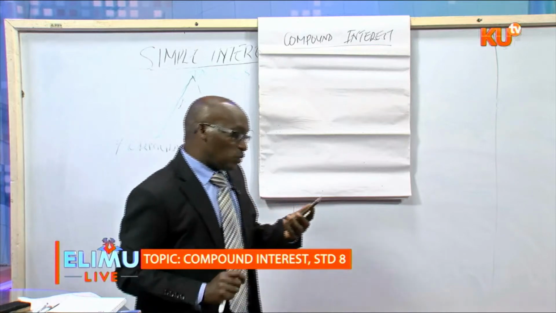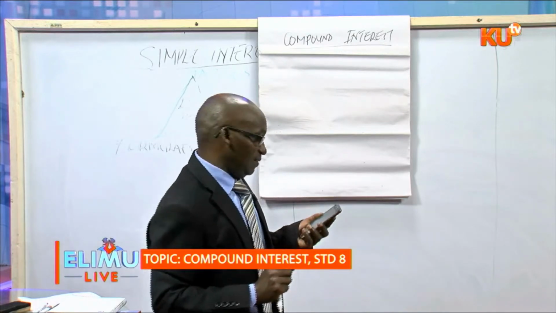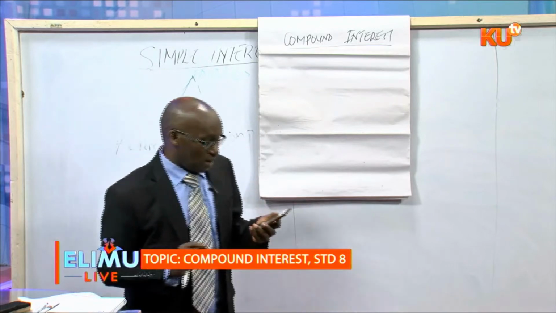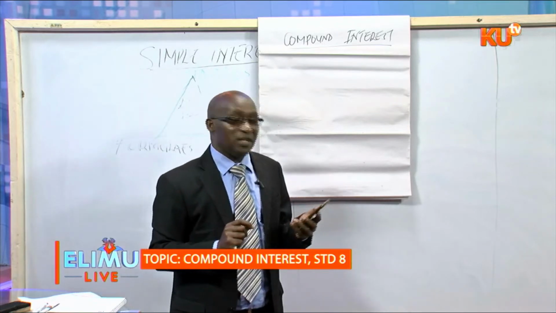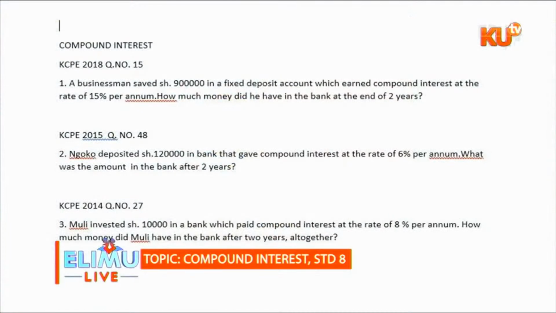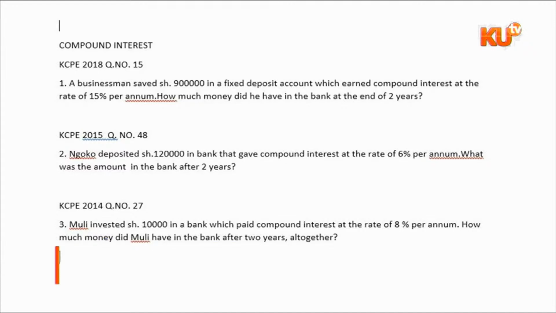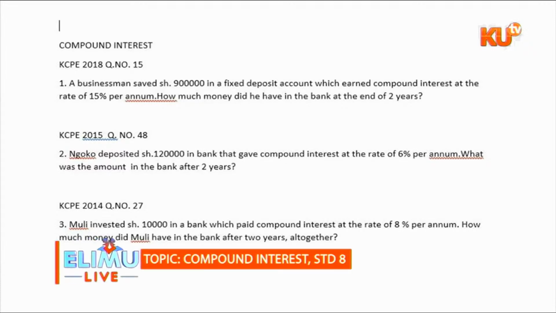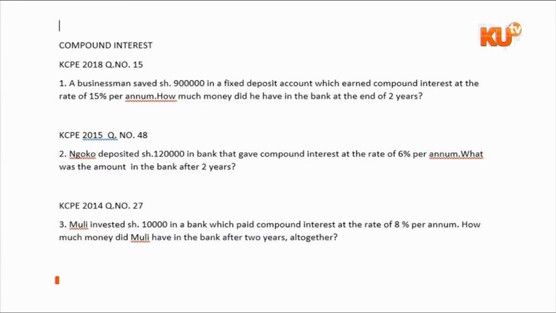And it's a question that was tested in KCPE 2018. And to be specific, the question was number 15. And the question goes like this. A businessman saved 900,000 in a fixed deposit account, which earned compound interest at the rate of 15% per annum. How much money did he have in the bank at the end of 2 years?